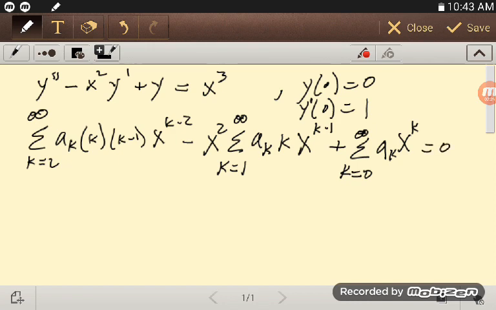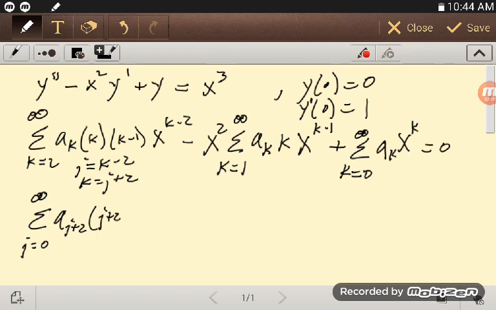So I'm going to try to get everything to the j's again, x to the j again. And so once again, I'm going to do j equals k minus 2, k equals j plus 2. So here I have my sum, j equals 0 to infinity, a sub j plus 2 times j plus 2 times j plus 1, x to the j.